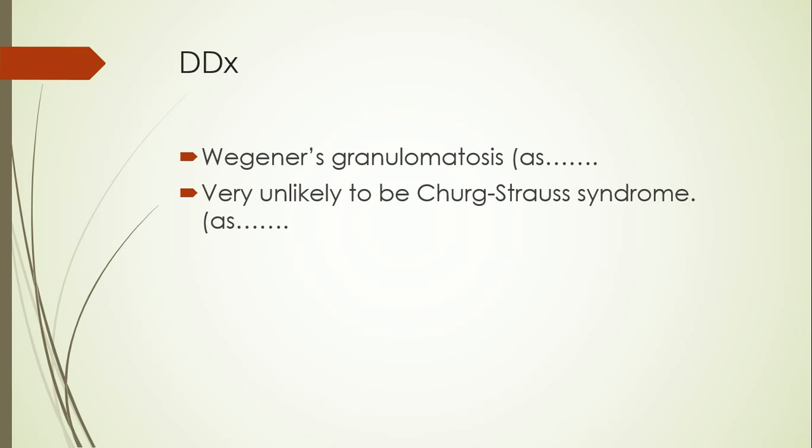It's a systemic vasculitis, so it should have systemic symptoms such as fever, weight loss, sometimes arthralgia, sometimes involvement of the nerves and muscles and skin leading to purpura, etc. And it's also very unlikely to be Churg-Strauss syndrome, as we have mentioned. It's also a systemic vasculitis, so it should have systemic symptoms as well. And there should also be a history of asthma, which is absent in this case.